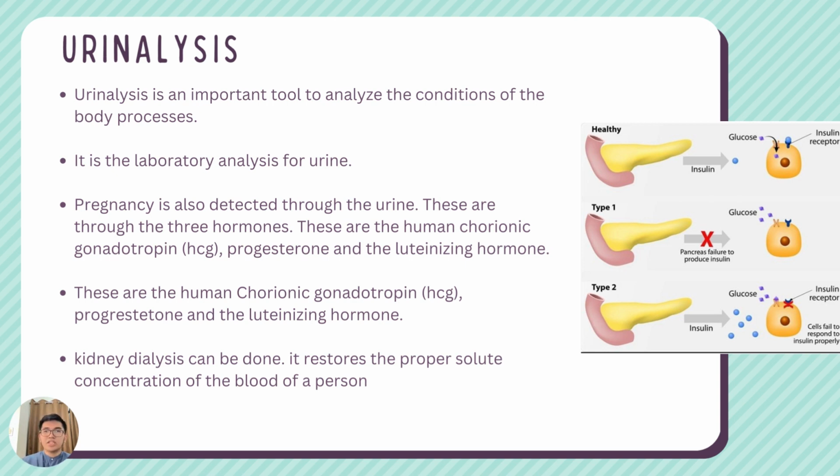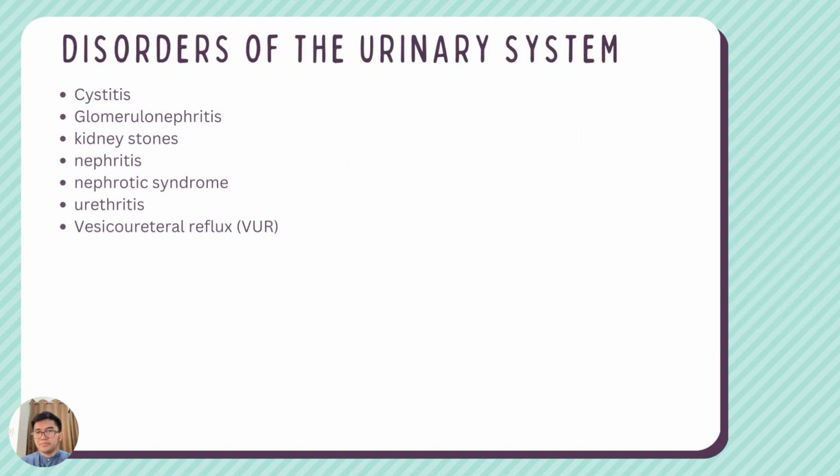Also, in the urinalysis, kidney dialysis can be done. It restores the proper solute concentration of the blood of a person. Here we have the different disorders of the urinary system: cystitis, glomerulonephritis, kidney stone, nephritis, nephrotic syndrome, urethritis, vesicoureteral reflux, or VUR.